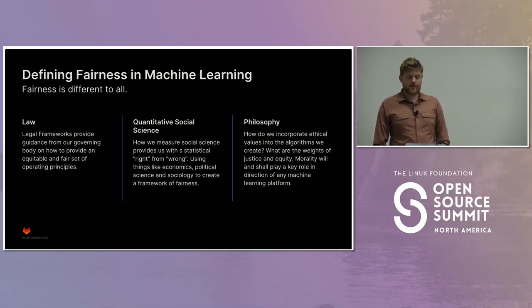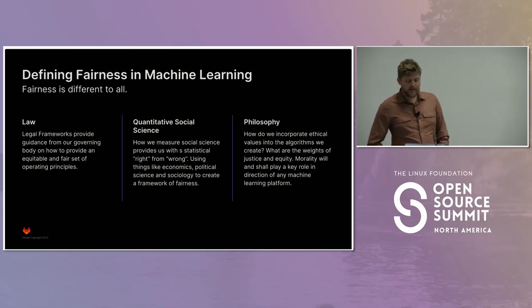Legal frameworks provide guidance on how to ensure equitable and fair practices, while quantitative social science offers tools for measuring and assessing fairness. Philosophy, on the other hand, provides a framework for incorporating ethical values and considerations into the development and deployment of machine learning. Together, these three areas of study can help shape it and create a more equitable, just system for machine learning.